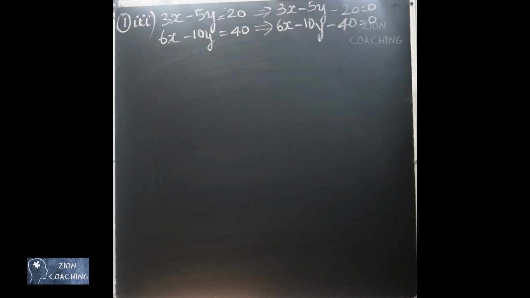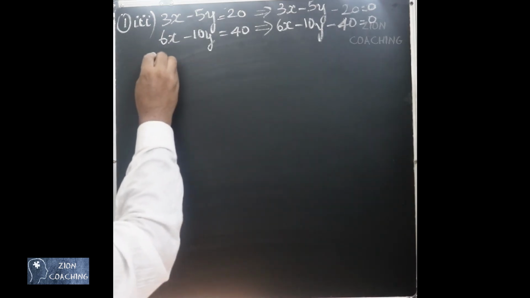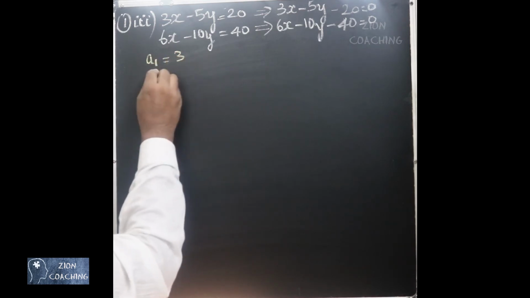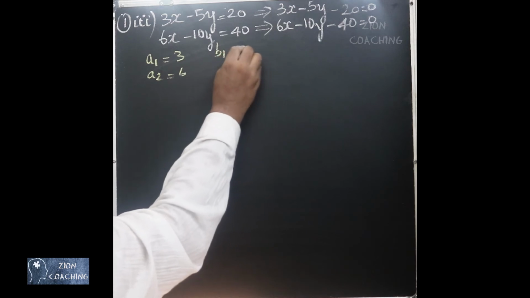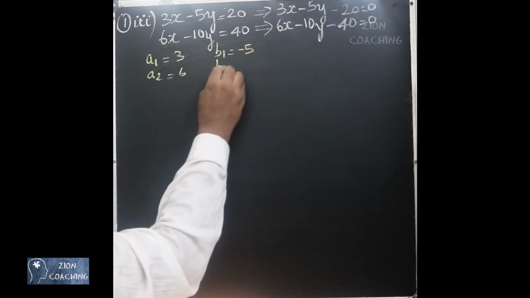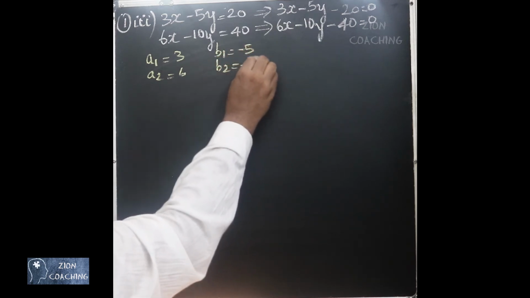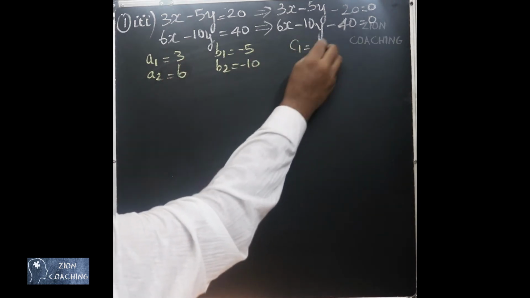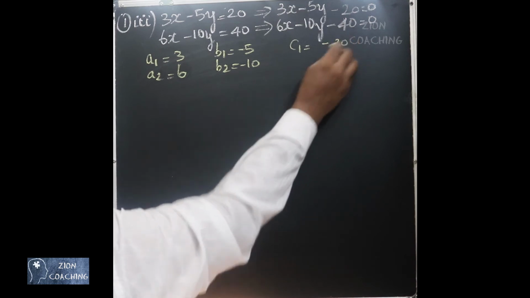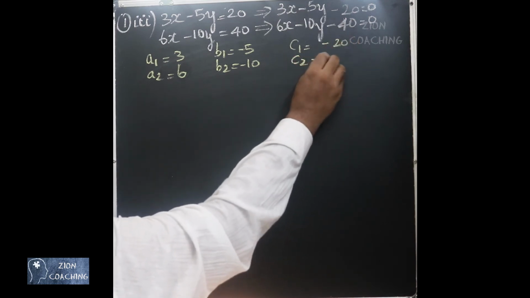Now comparing with the general form, we can see that a1 value is 3, a2 value is 6, b1 value is minus 5, b2 value is minus 10, c1 value is minus 20, c2 value is minus 40.